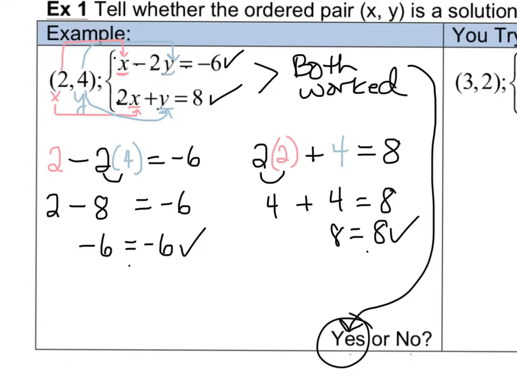If we would have had a no here, then we would have had to answer no. So both of them have to work. If one or the other doesn't work, then you answer no. So you go ahead and try the next example, and you should get a no for your answer, but go ahead and do that work.